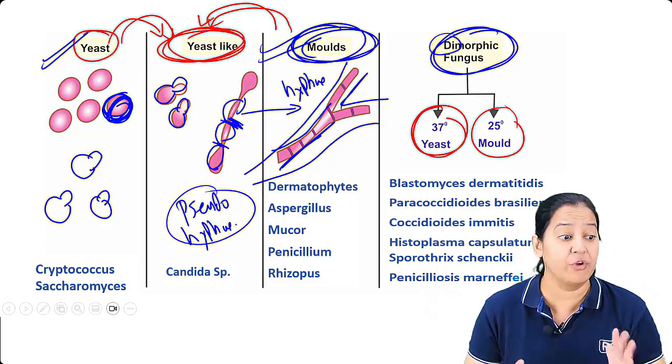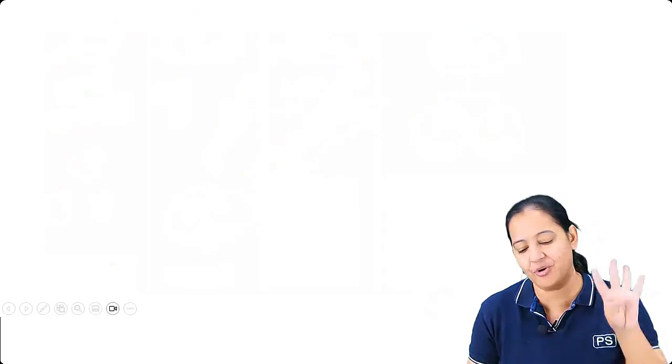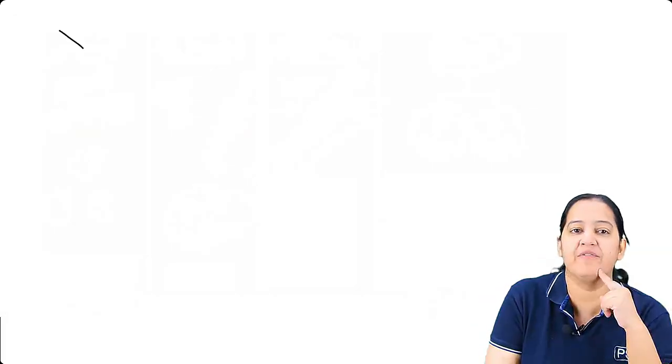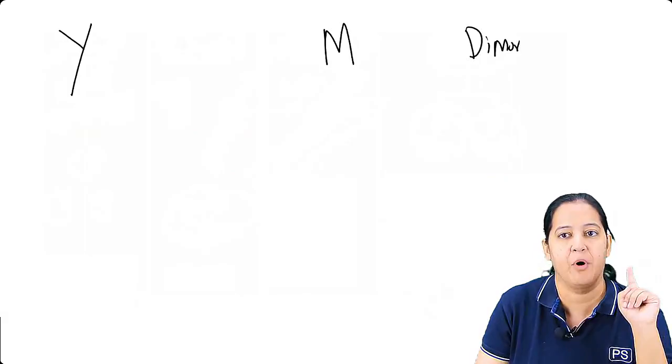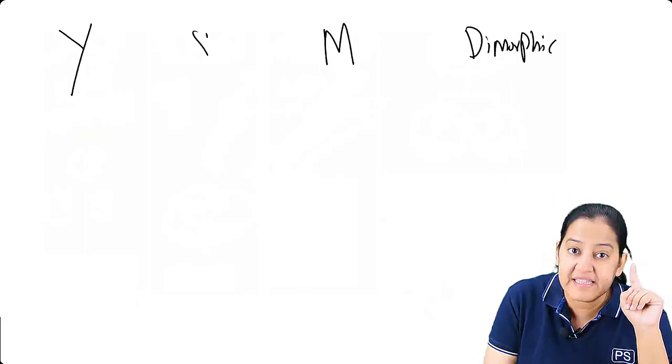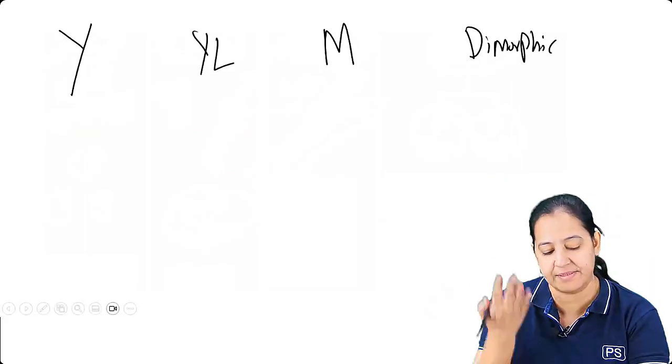How many of you got it? I'm drawing the 4 types of fungus in front of you. You will tell me what is yeast, what is mold, what is dimorphic, and what is yeast-like. So these are the 4 types of fungus. Can you tell me the features?